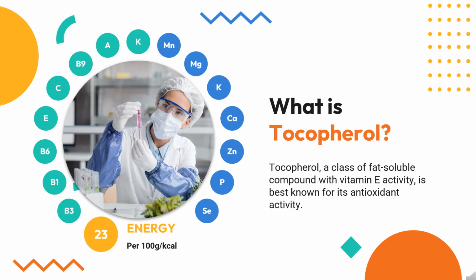What is tocopherol? Tocopherol, a class of fat-soluble compound with vitamin E activity, is best known for its antioxidant activity. It is synthesized only in photosynthetic organisms and acts as a protective component. Alpha-tocopherol is the main source found in supplements and in the European diet, where the main dietary sources are olive and sunflower oils, while gamma-tocopherol is the most common form in the American diet due to a higher intake of soybean and corn oil.